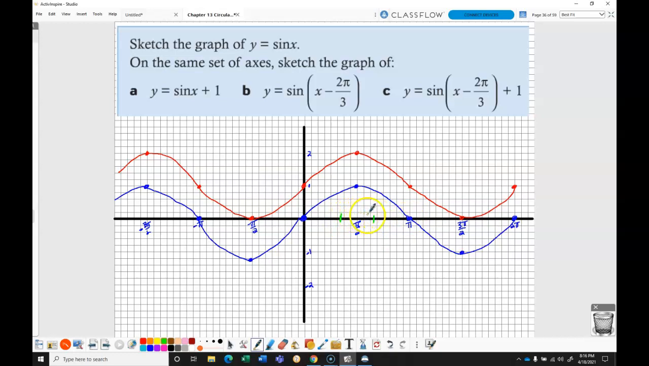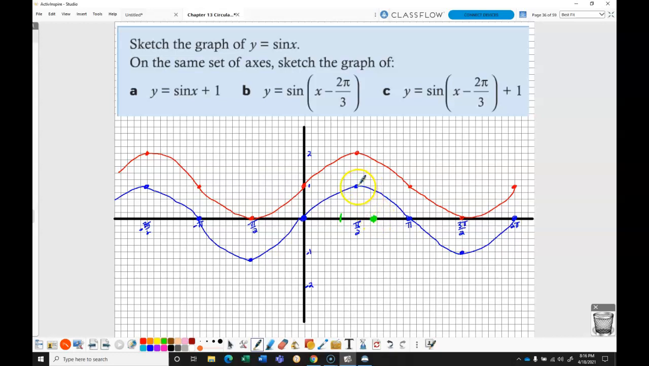I'm going to move 1, 2, 3, 4, I'm going to move it about 5 boxes as an estimate of what 2 pi over 3 is. Like I said, I should have done mine in an increment of 3 or 6 or something like that instead. So I'm going to take each one of my points and move it 2 pi over 3. So this one is going over 1 pi over 3, and then to 2 pi over 3.